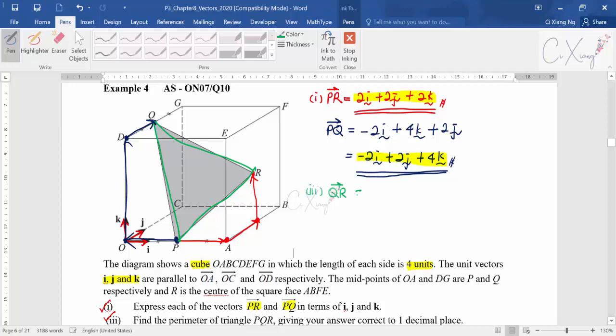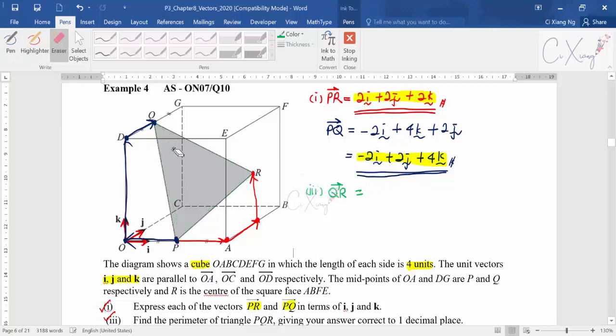Okay, so for the vector QR, there are a few ways you can do it. You can get it from the diagram, like how I walk from Q to R. Or another method is you can take QP plus PR. Because you already have PQ in the first part, right? You also have PR in the first part. Sorry, I wrote it wrongly. This one should be QP plus PR. So you can just do some adjustment from here to get the answer for QR. Another method is you just go through the diagram.